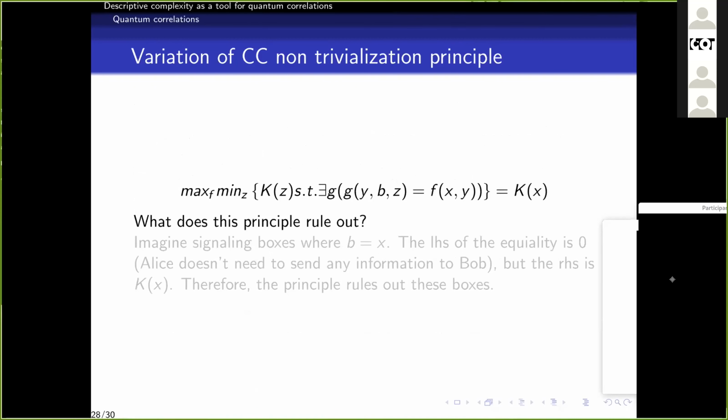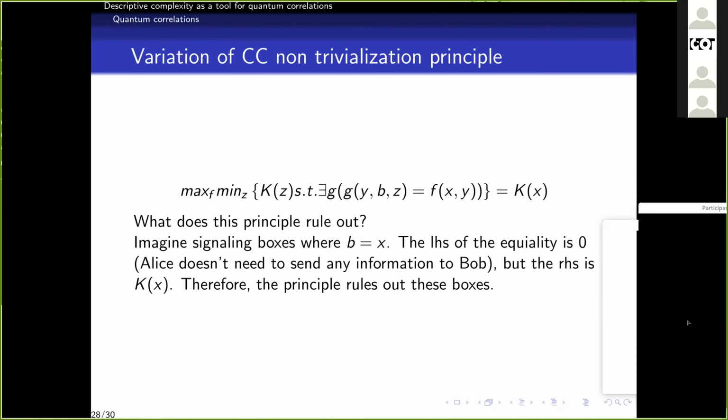So what does this principle rule out? For instance, imagine we have a signaling box where Bob's output is equal to Alice's input. If we take the left-hand side, this g will be a function of y and b, and b will be equal to x. So actually we don't need z for anything. We don't need Alice to send any information to Bob if the boxes were signaling. So this left-hand side is equal to 0, because the complexity of what Alice needs to send to Bob is 0. However, on the right-hand side, we have the complexity of x. So this kind of signaling box is ruled out by this principle.